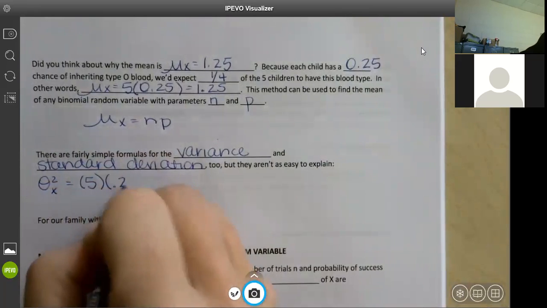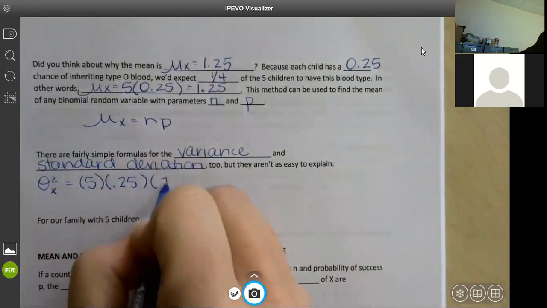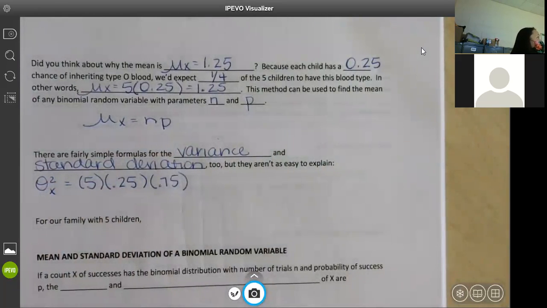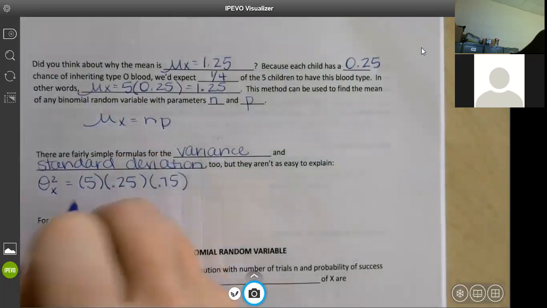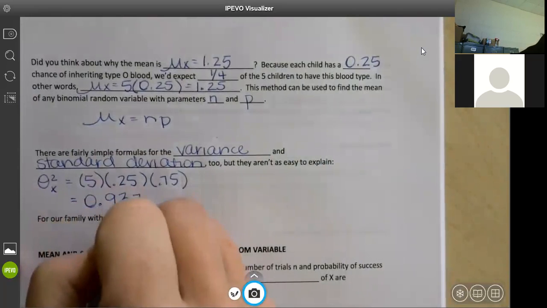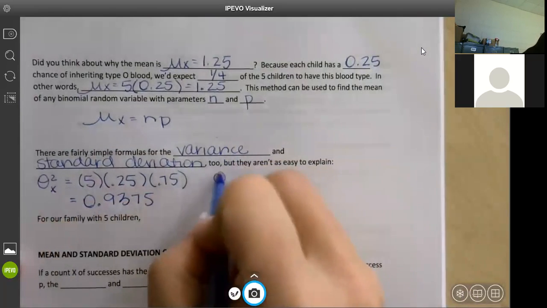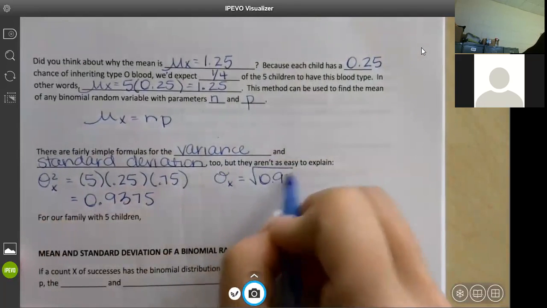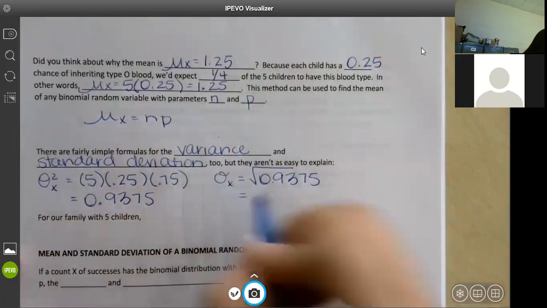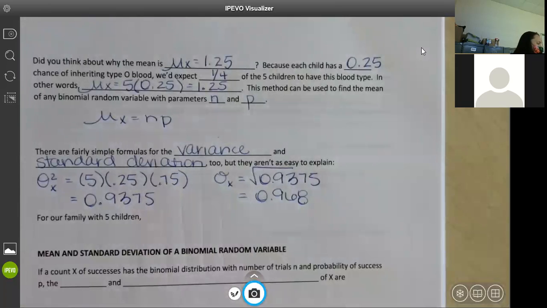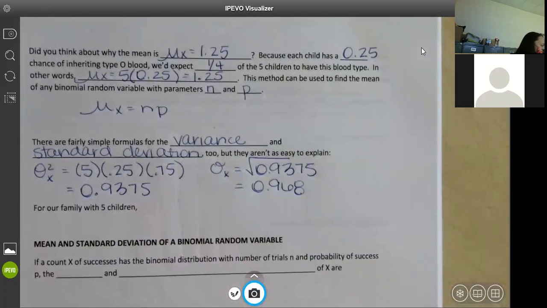You would do 5 times 0.25 times 0.75. Where does 0.75 come from? Where's that from? Yeah, it's like your failure. So your success would be your 25% and your fail would be your 75, which gives you 0.9375, which means that your standard deviation is the square root of that, which is 0.968.